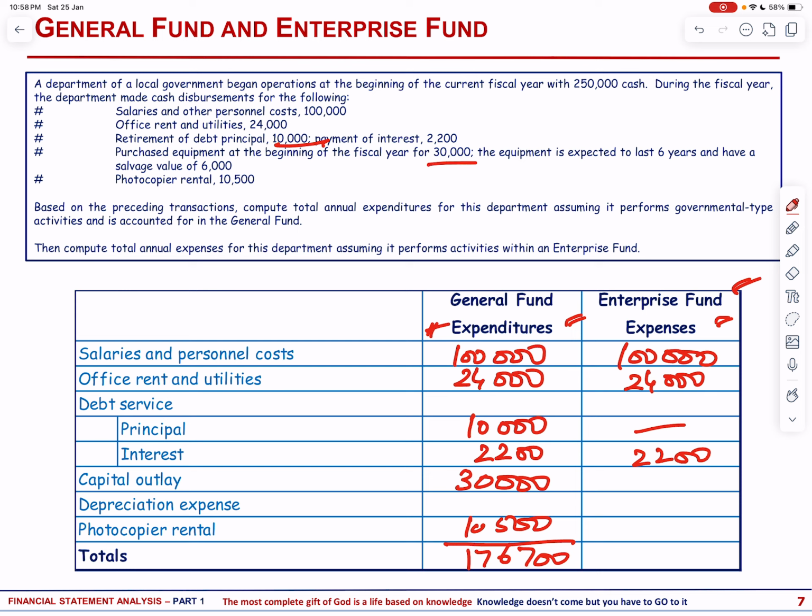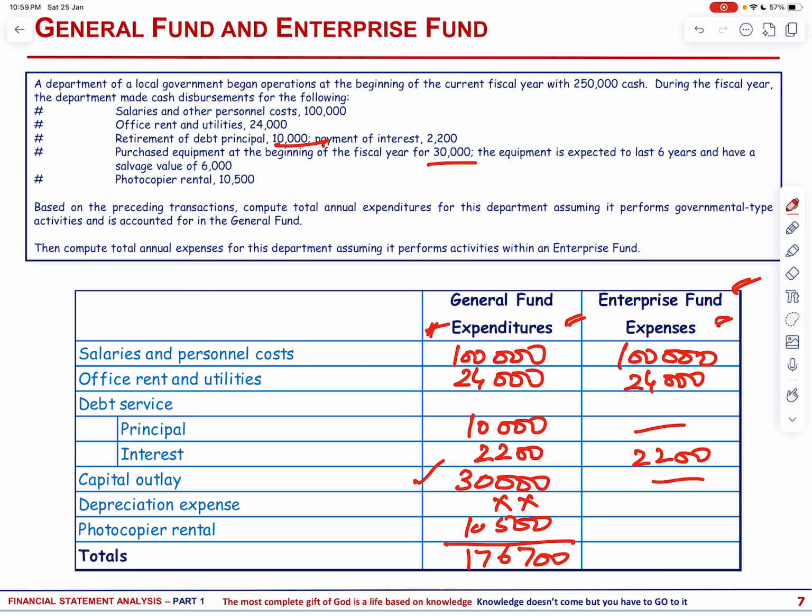Next, we have the purchase of equipment for 30,000. Now, this is not an expense under the accrual basis. So, the purchase of equipment is capitalized as an asset and depreciated over its useful life. Coming to the depreciation expense, it was not here definitely because the purchase of equipment was treated as an expenditure over here, and here it is capitalized.